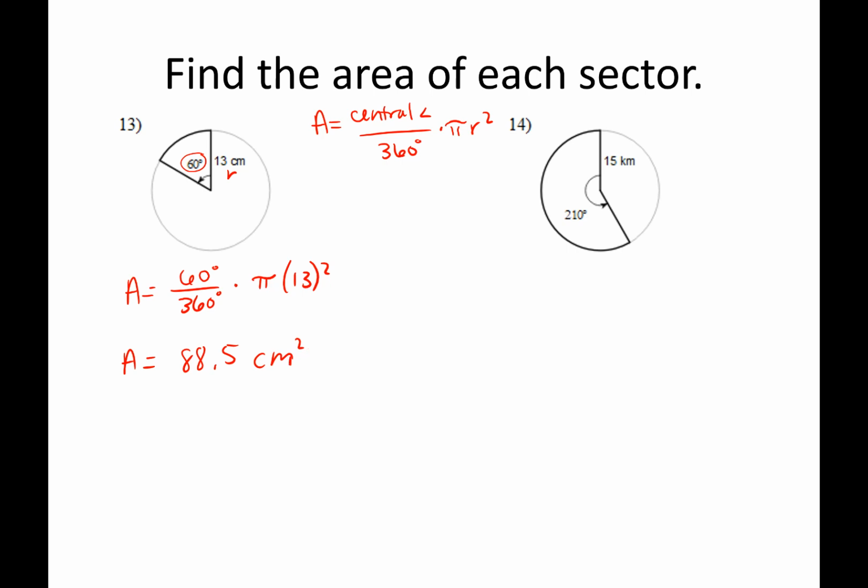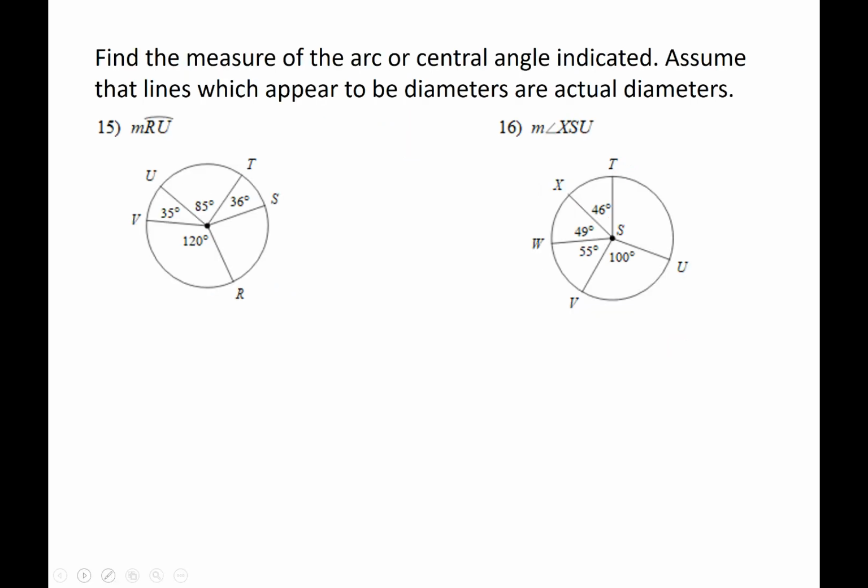Then on to the next one. Same basic idea here. Area equals, my central angle is 210 degrees over 360 times pi. My r this time is 15, squared. So I get area equals, when I multiply that all out in the calculator, 412.3 kilometers squared. On to the next one.